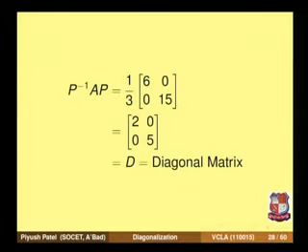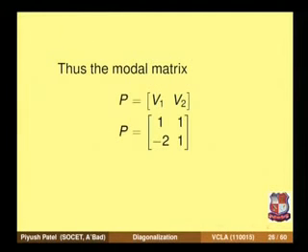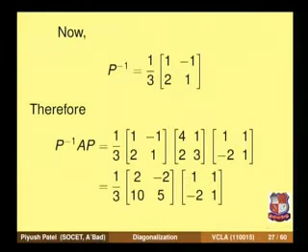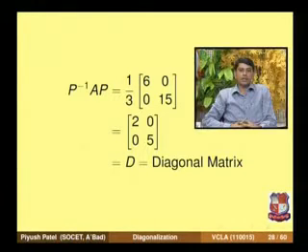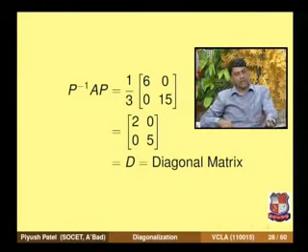is also not unique. That is, if I shuffle the V1 and V2, that is, if I take the first column of the model matrix P as V2 and the second column V1, then we have a different matrix P, and so a different inverse, and hence ultimately this product P inverse AP will be a different diagonal matrix. The only difference is the first diagonal entry is 5 and the second diagonal entry is 2. So this is how we diagonalize the matrix.